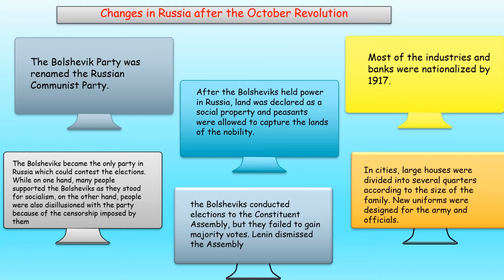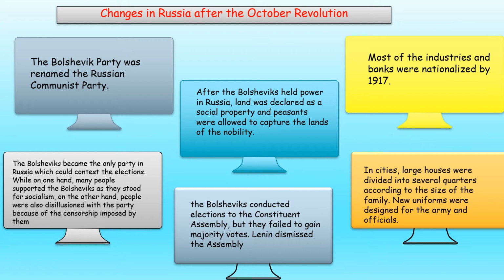In November 1917, the Bolsheviks conducted election to the Constituent Assembly, but they failed to gain majority and Lenin later dismissed the assembly. The Bolshevik Party became the one and only party in Russia which could conduct the election.